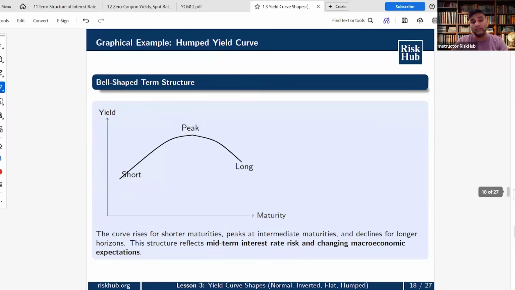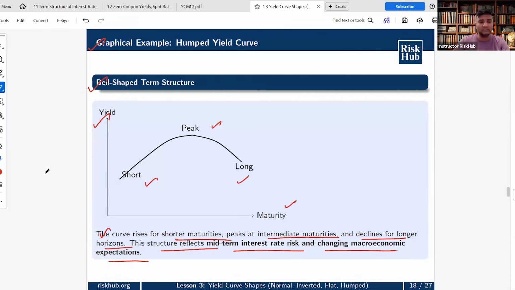Then we go to slide number 18, which is a graphical example of the hump yield curve, the hump-shaped term structure. We have yield and maturity, and we have the short, long, and peak. The curve rises for short maturities, peaks at the intermediate maturity, and declines for longer horizons. This structure reflects mid-term interest rate risk and changing macroeconomic expectations, right? So we have discussed this, right?